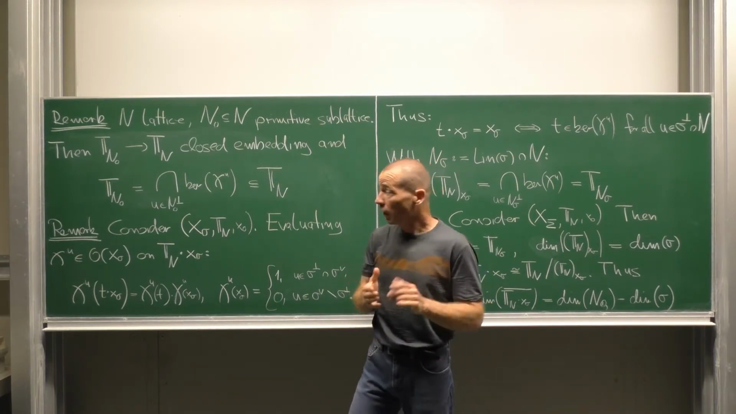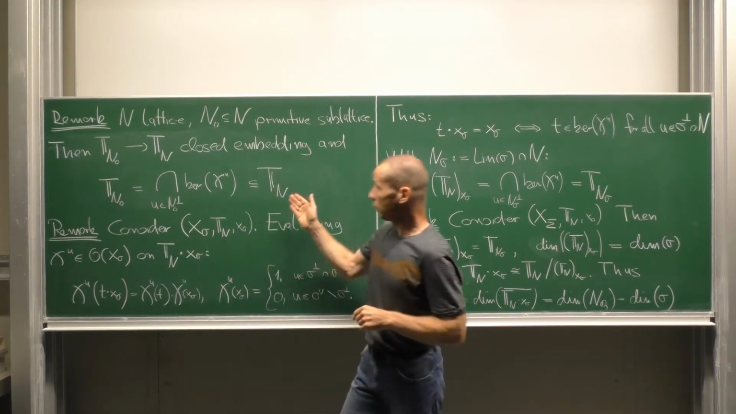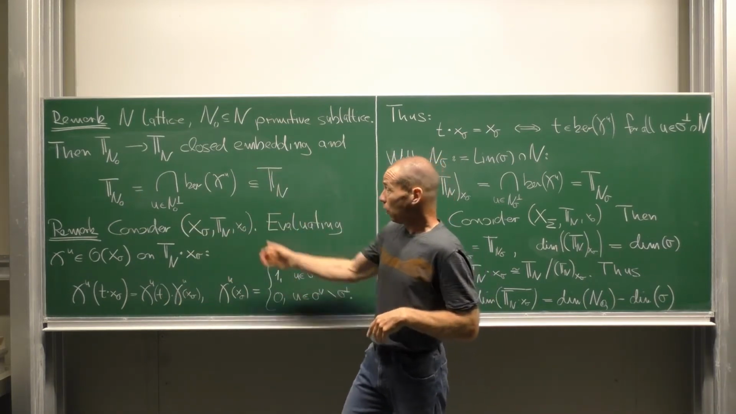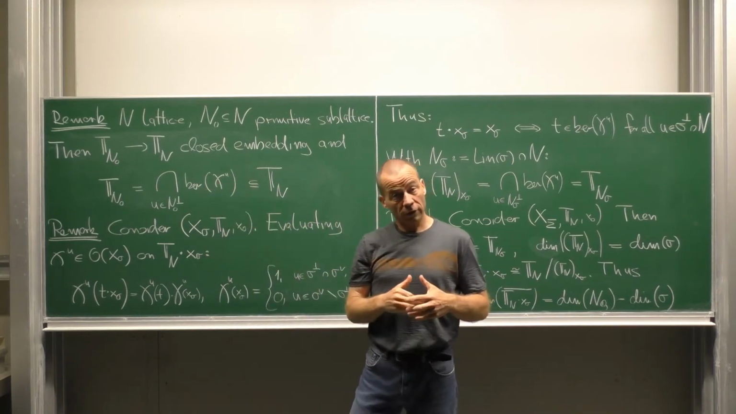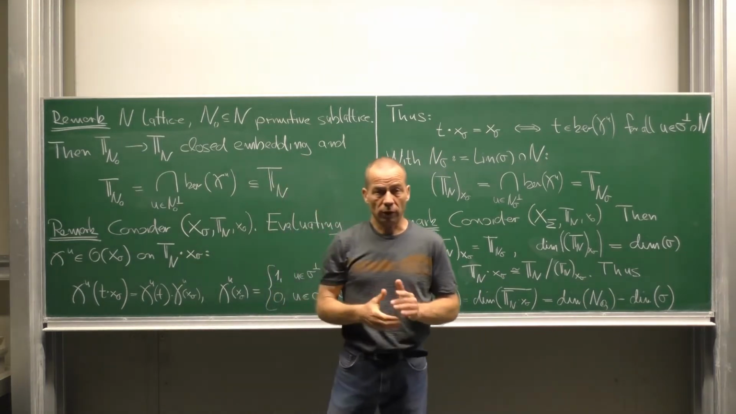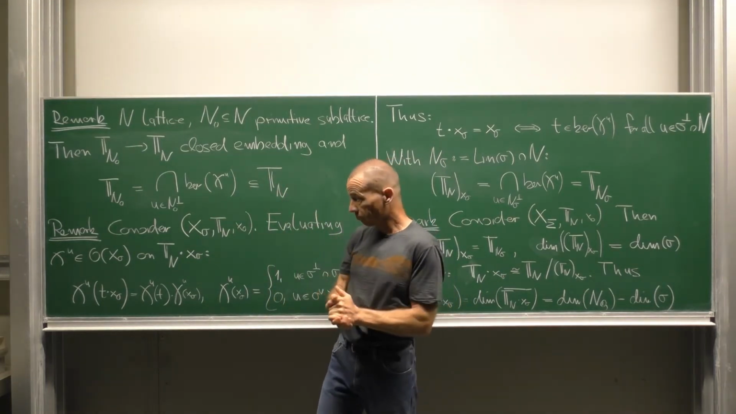Moreover, we can describe T_{N_0} sitting in T_N as the intersection over all the kernels of characters χ^u, where u stems from the perpendicular space of N_0.